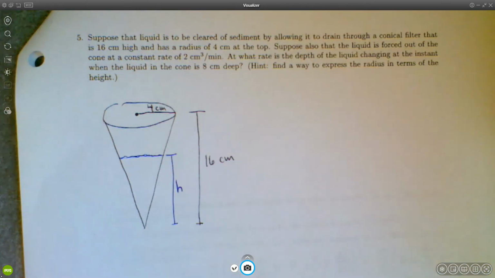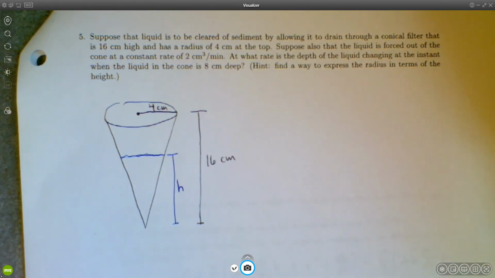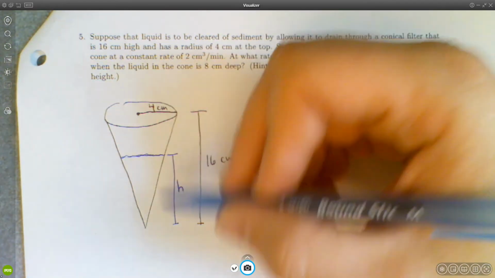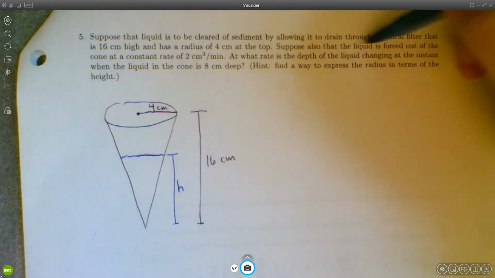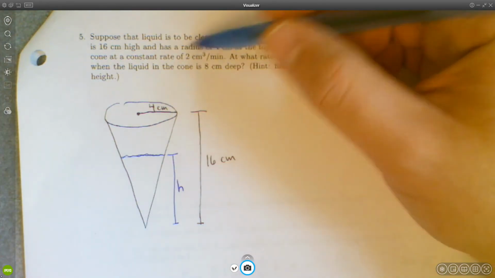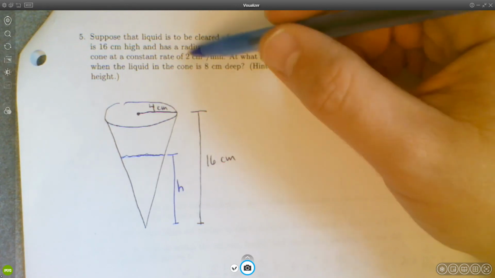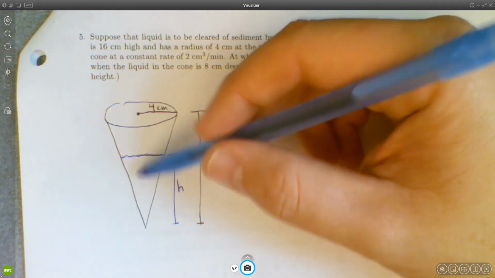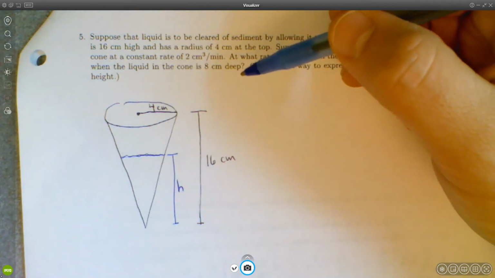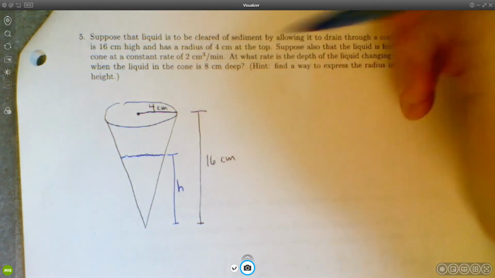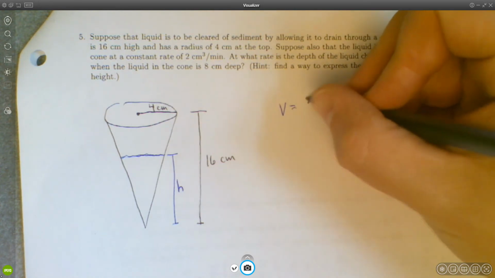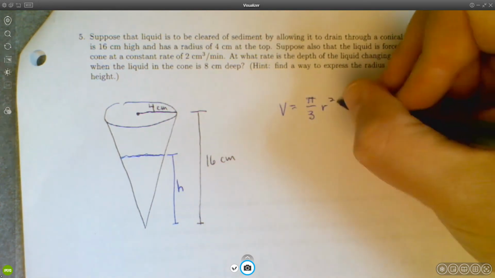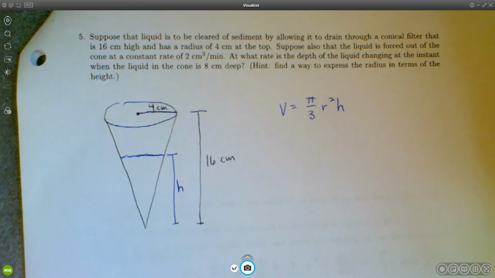So if I ignore my hint here for a second, we can relate the height and the radius and the volume and all of that stuff, right? Because we're told that the water is forced out at a constant rate of 2 cubic centimeters per minute. That's how fast the volume of water inside of the cone is changing. So that's dV/dt. So we need to find a way to relate volume to radius to height, right?